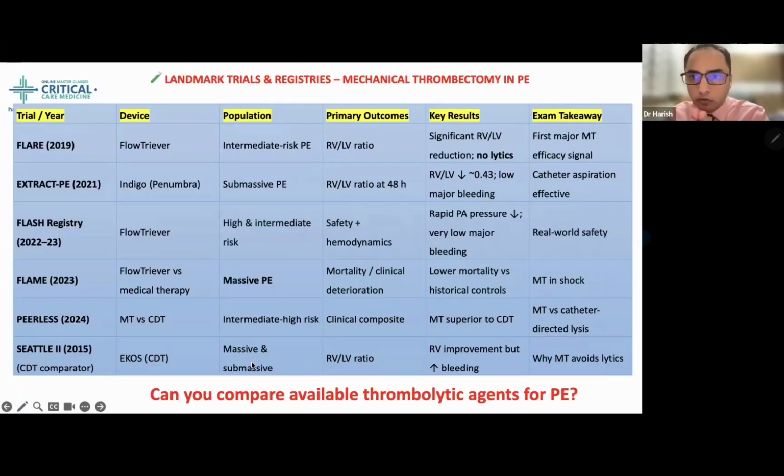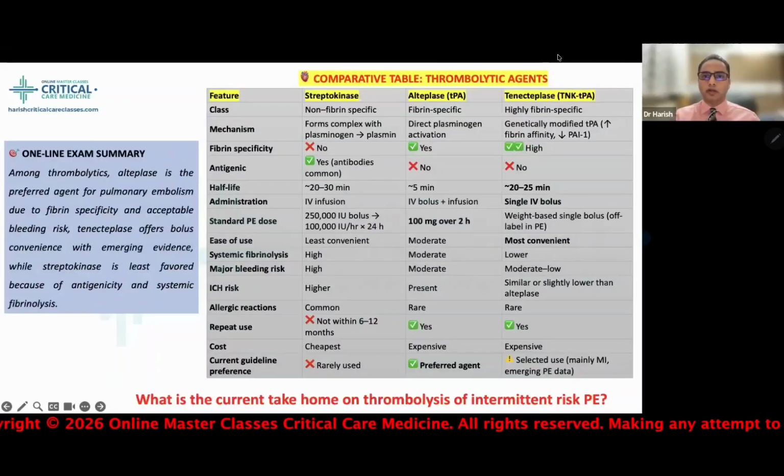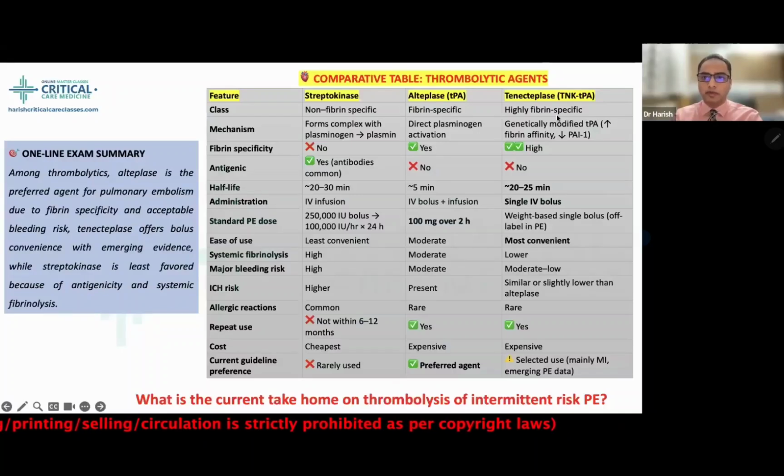Suppose you consider thrombolysis in a regular massive, high risk, unstable pulmonary embolism, what are the available thrombolytic agents? Can you compare all those? Okay. The examiner might deviate your case flow also. He is interested to know your knowledge of available thrombolytic agents in pulmonary embolism. Remember, our thrombolytic agents: we have streptokinase, alteplase, that is tissue plasminogen activator, and tenecteplase, which is highly fibrin specific. Streptokinase is non-fibrin specific. Alteplase is fibrin specific. Tenecteplase is highly fibrin specific.